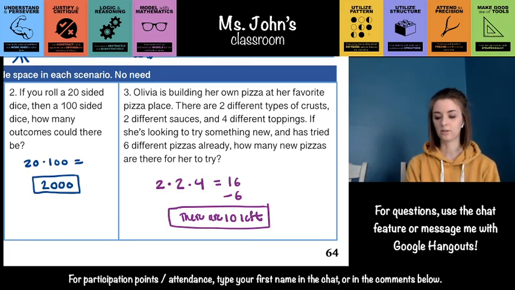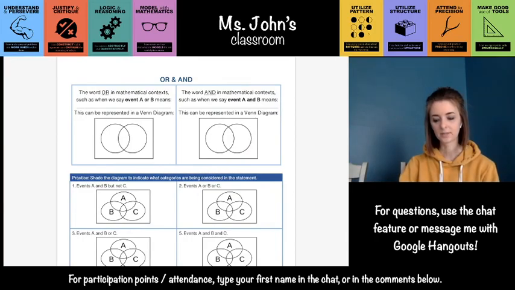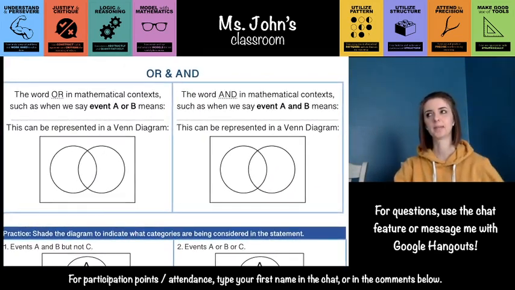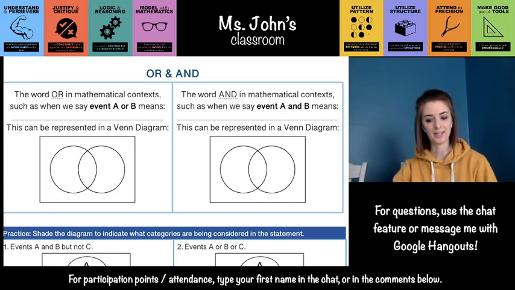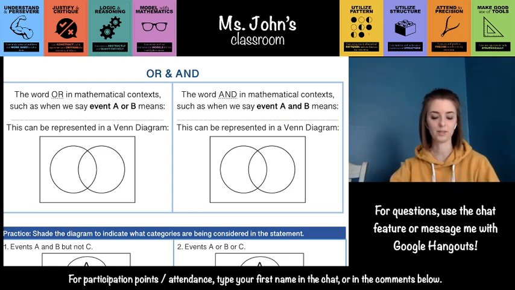We're going to move on to a different element of probability, if you will. We're going to talk about "or" and "and." In math, "or" and "and" mean very specific things. Like in English, we use them, and you will probably think of several different ways that we use them as we talk about this.